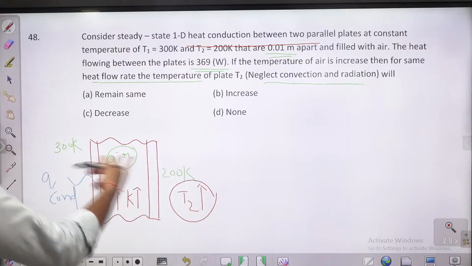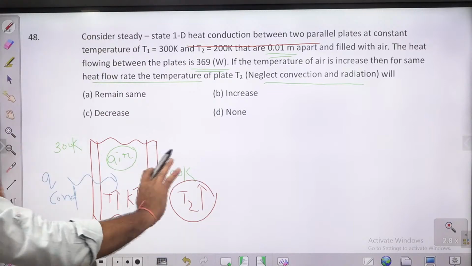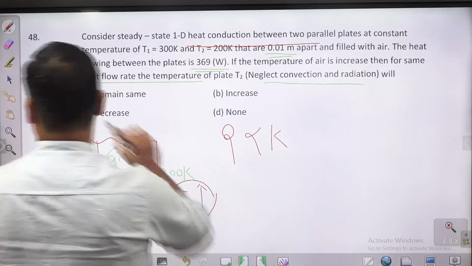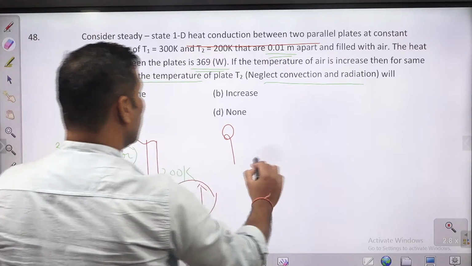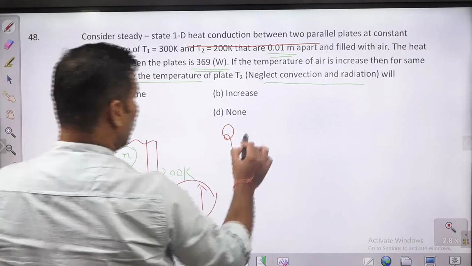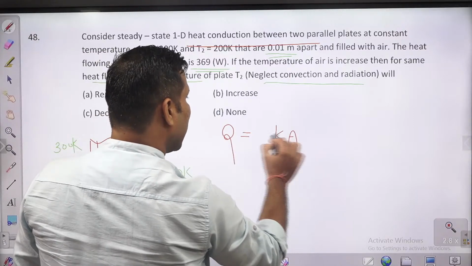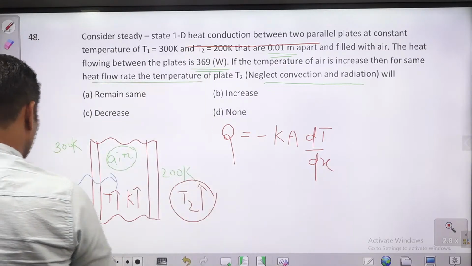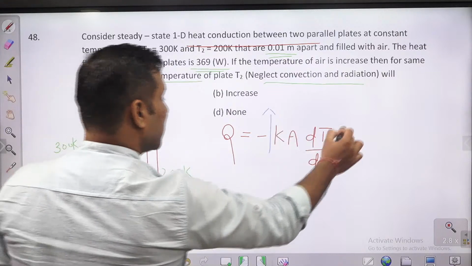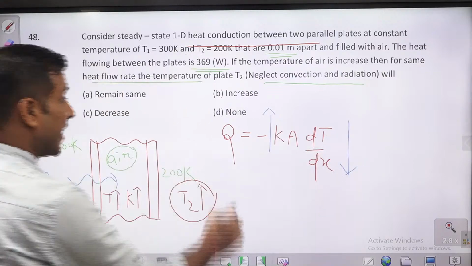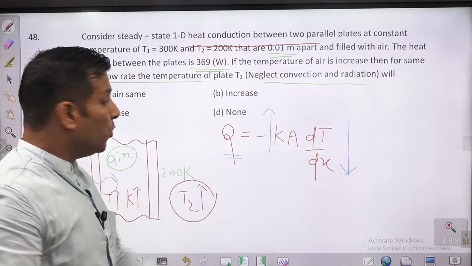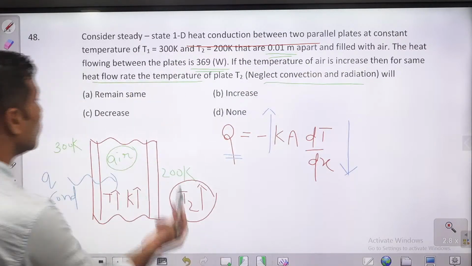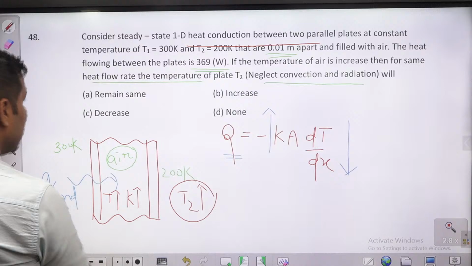If the conductivity of air is going to increase, Q is the same. You know, Q is directly proportional to K. But actually, for the same Q, what is Q? Q equal to minus KA dT by dx. So if K is higher, the temperature gradient will be less. For the same Q, guys, if conductivity is higher, the dT by dx will be lower. That's why this T2 is going to increase. So what will the answer be? B is the right answer.